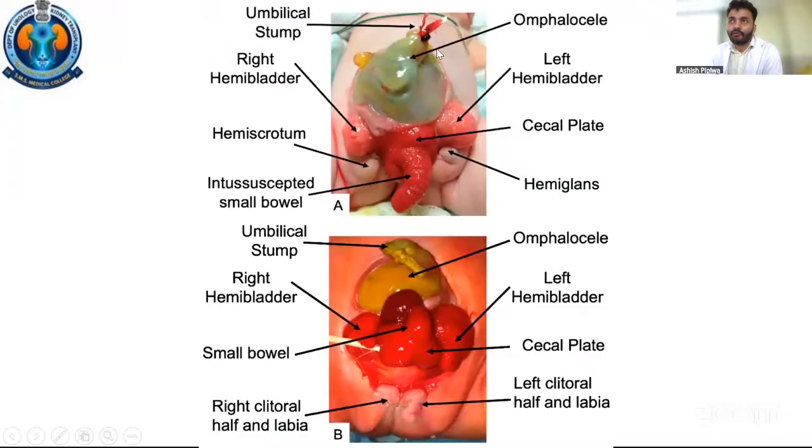So this is the male anatomy, male cloacal exstrophy, and in this we can see the omphalocele, and here we can see the two halves of the bladder. Here we are able to see the cecal plate and intussusception. And this is the female, in which we can see the divided labia and clitoris.